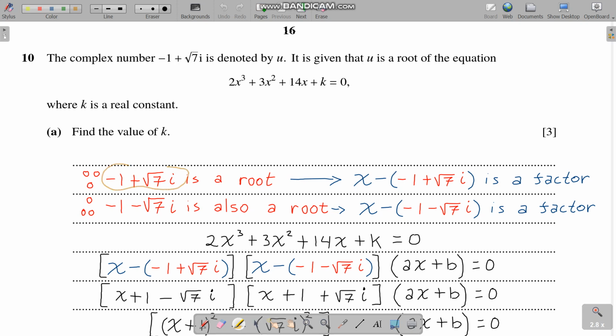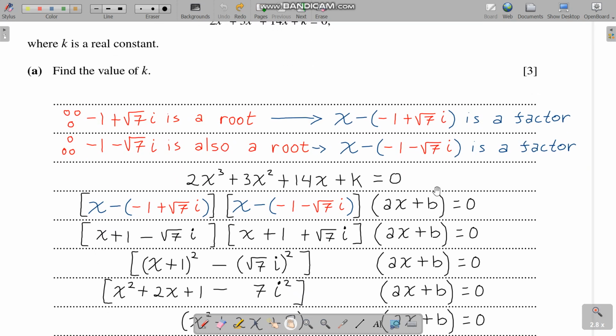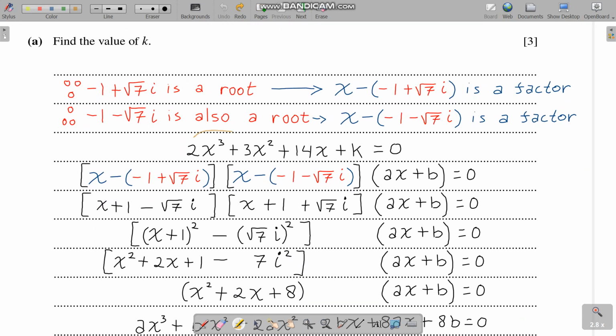So since we know minus 1 plus root 7i is a root, this means x minus that root is a factor. Now, if minus 1 plus root 7i is a root, minus 1 minus root 7i must also be a root, because it's the complex conjugate. So almost exactly the same, but instead of plus we use minus, the conjugate. It must be a root also, which means this must be a factor also.